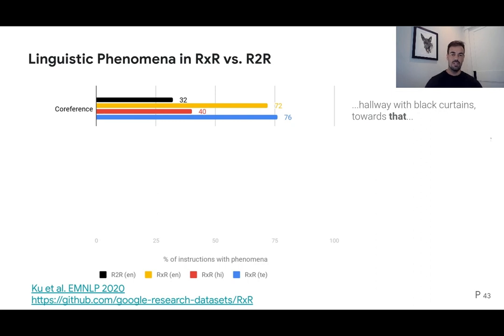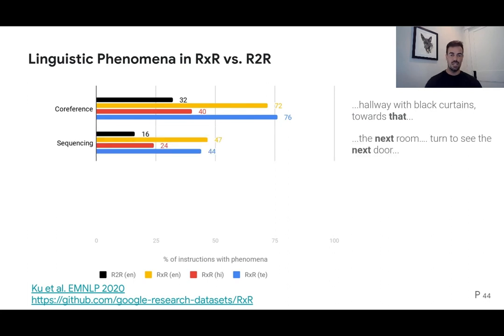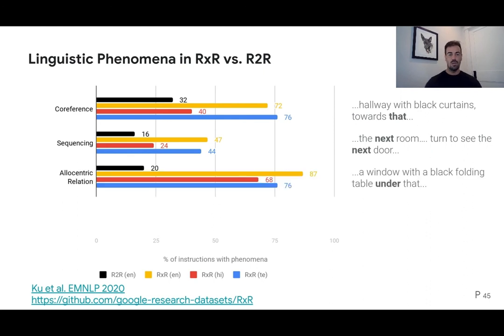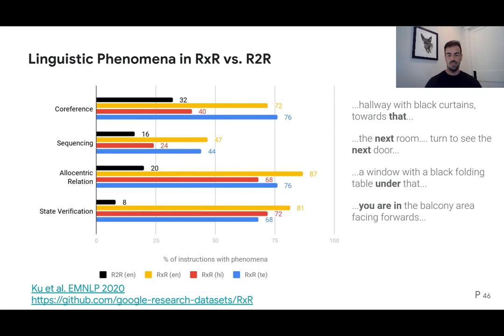Just to briefly survey some of the interesting linguistic phenomena in the RXR instructions, in comparison with the R2R dataset, because the instructions and paths are generally longer, we see quite a lot of co-referencing. There's also a lot of sequencing in terms of an ordering that's provided to the instructions. We see a lot of mentions of allocentric relations, such as a window with a black folding table under that. So the position of the table is described with respect to the window as opposed to the observer.